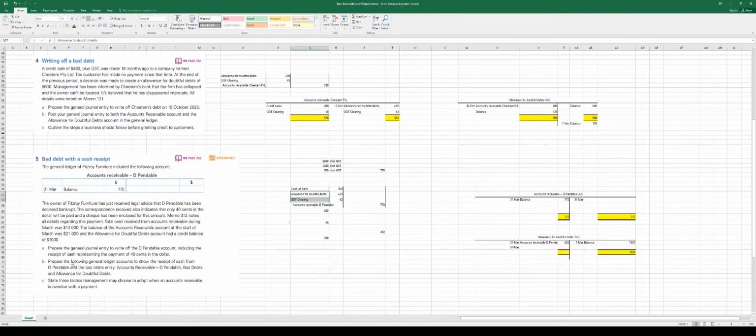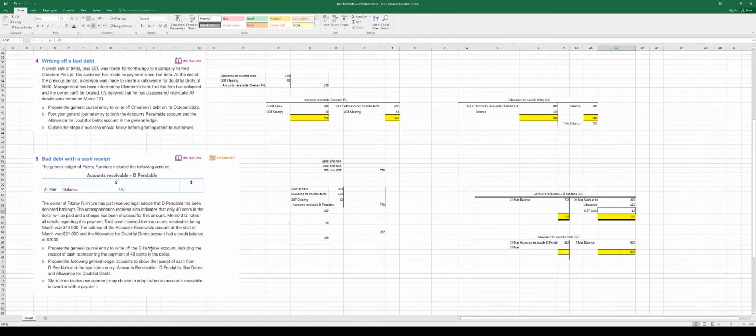Part B is asking us to prepare the following general ledger accounts to show the receipt of cash from the payable and the bad debts entry, accounts receivable. So let's have a look at this accounts receivable ledger account. Right, we know that we have the balance of 770 at the end of March, and we also know that we have credit into this account. So we also have to record that here. Debit into bank, 308. Debit into allowance for doubtful debts, 420. Debit into GST clearing, $42.